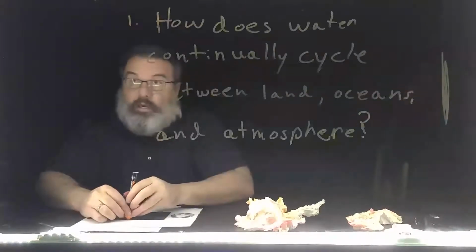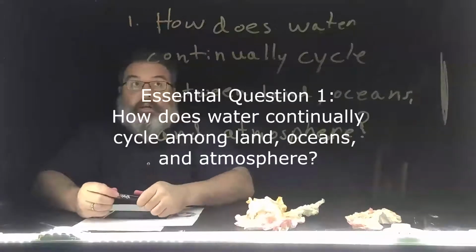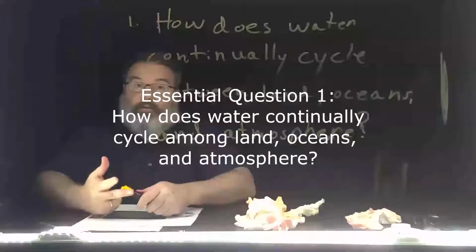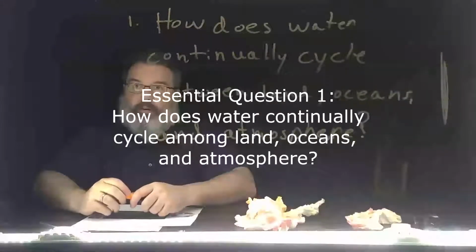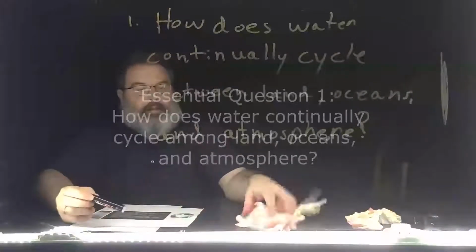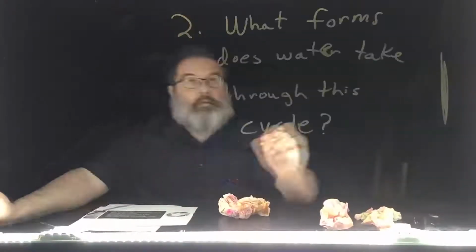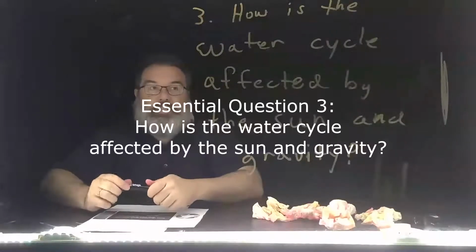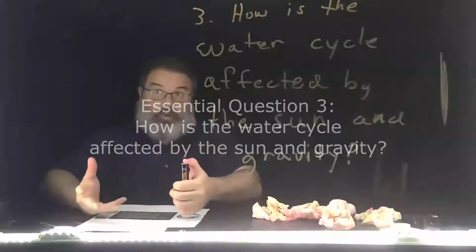Essential question number 1. How does water continually cycle between land, oceans, and the Earth's atmosphere? Essential question number 2. What forms does water take through this cycle? And number 3. How is the water cycle affected by the sun and gravity?